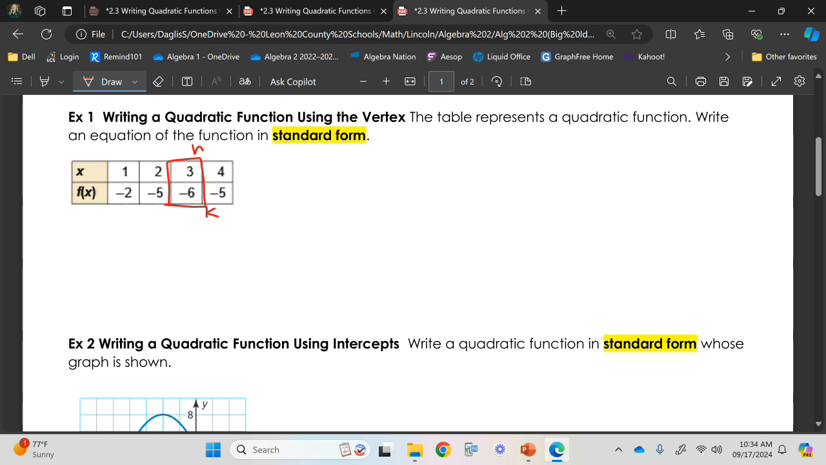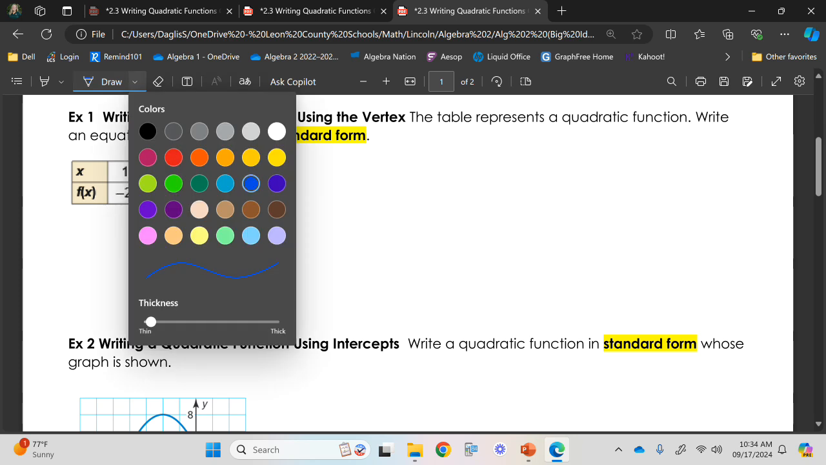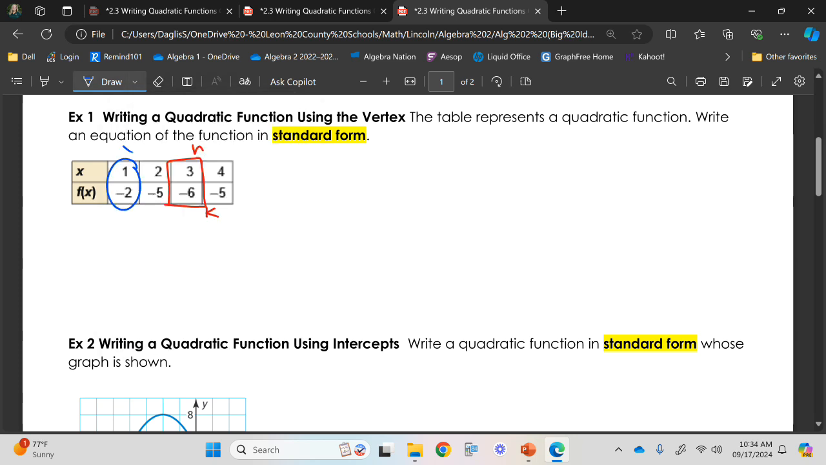I also have to have a point to plug in. Well, I got 3 options. And it does not matter which one you use. Are you cool if I just use (1, -2) because it's first? That's literally the only reason why I'm picking it, because it was just first on my list. But you could have done (2, -5) or (4, -5). We would get the same a value regardless of what we use.